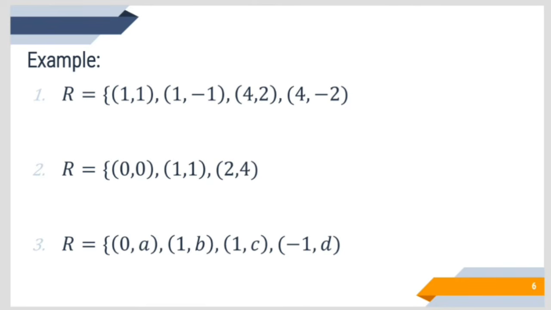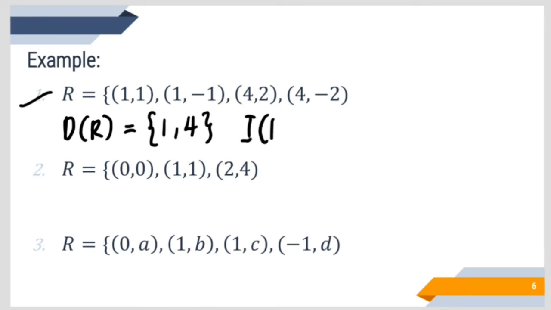So let's take for example the following. We have the relation R = {(1, 1), (1, -1), (4, 2), (4, -2)}. In this case, the domain of R would be the set of the first coordinates. We have 1 and 4. I don't have to write 1, 1, 4, 4. And the image of our relation would be 1, -1, 2, and -2.